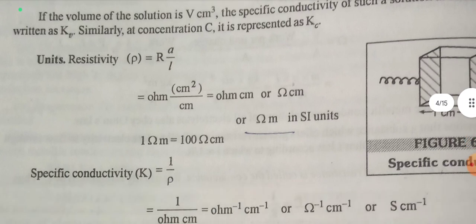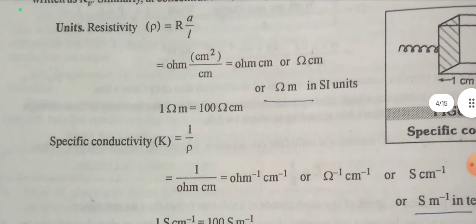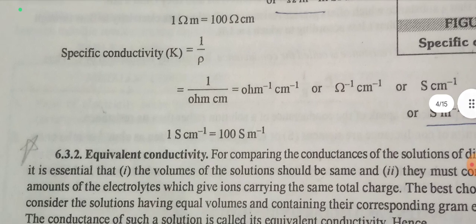Unit: resistivity rho is equal to R times A by l, that is ohm centimeter square by centimeter, which is ohm centimeter. Specific conductivity is equal to 1 by rho, 1 by ohm centimeter, that is equal to 1 Siemens centimeter inverse.